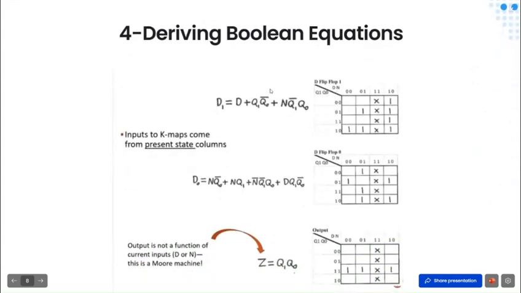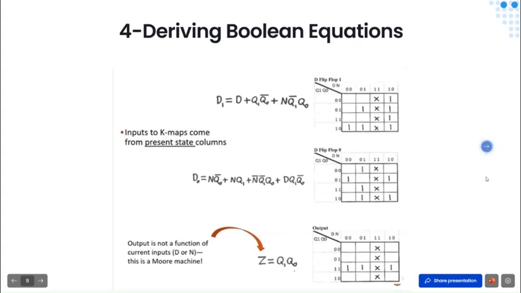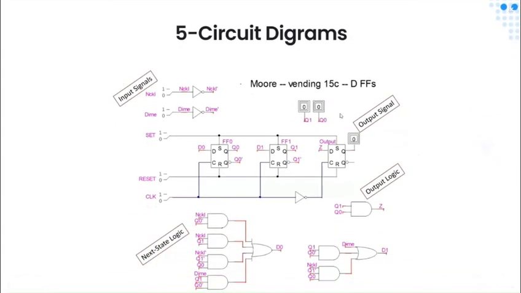From the next state table, we are going to derive Boolean equations for D1, D0 and Z using a K-map. If we observe here, Z does not depend on any input, it only depends on the current state. This is the definition of a Moore machine, and this is the final circuit diagram of it.